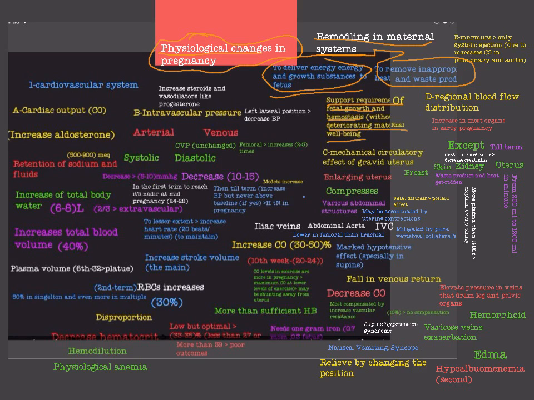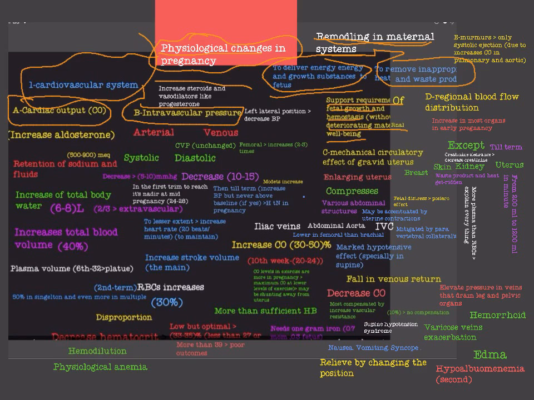So let's start with the first system to be remodeled in pregnancy, the cardiovascular system. And actually the cardiovascular system changes are the most during pregnancy. We have a change in cardiac output, in intravascular pressure, in the mechanical circulatory effect of the uterus on the veins, and in regional blood flow distribution to different organs, and murmurs. I'm going to talk about every one of them in detail, starting from the cardiac output.